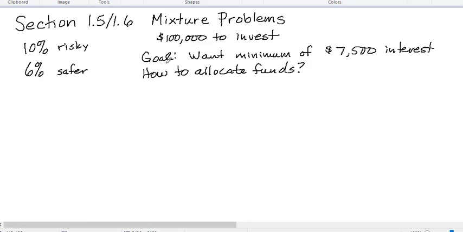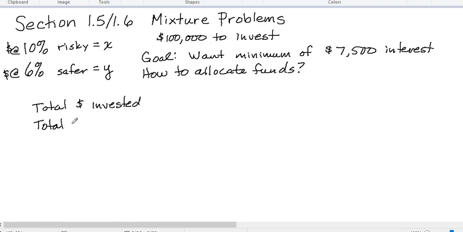So I will introduce two variables. I'll have X be the dollars that I invested at the 10% account, and I'll have Y be the dollars that I invest in the 6% account. My first equation will talk about the total dollars invested. My second equation will talk about the total interest earned. So the total money invested is $100,000. And in terms of my variables, that would be the dollars at 10% combined with the dollars at 6%. So that would be X plus Y.